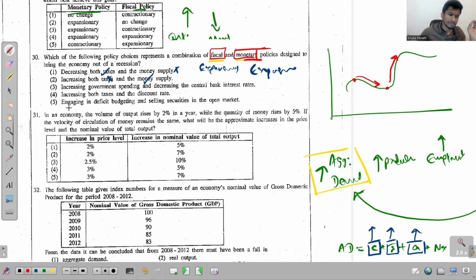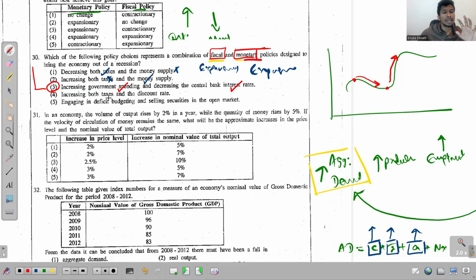The third one, increasing government spending. Yes, that's the expansionary fiscal policy, and decreasing the central bank interest rates. Very good. So this is what happens under expansionary monetary policy. So the answer for this question 30 will be the third one. But we will go through the other two options as well.